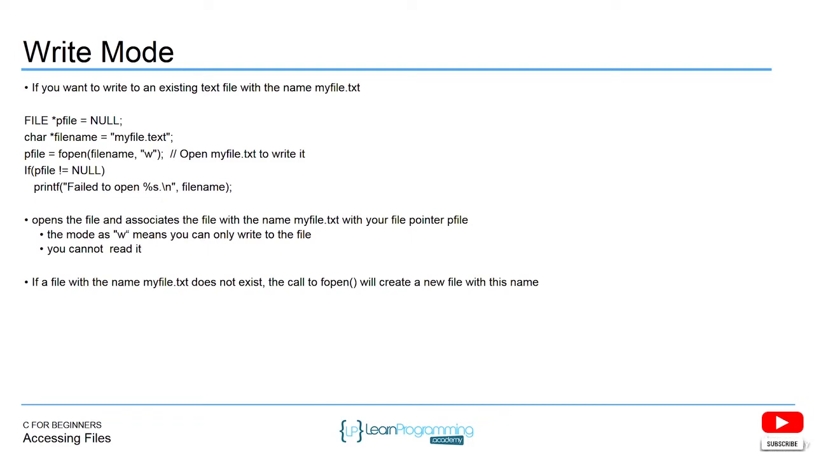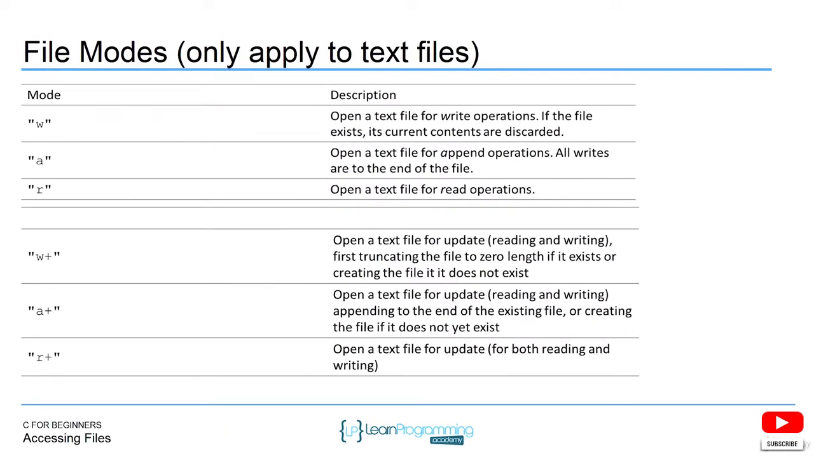Right? And so when we saw in the previous modes, W+ will create the file if it doesn't exist, but it also truncates the file to 0. That's the difference with the W. The W will create it if it doesn't exist, but it's not going to truncate it to 0. Okay.